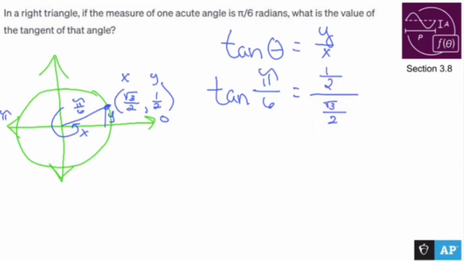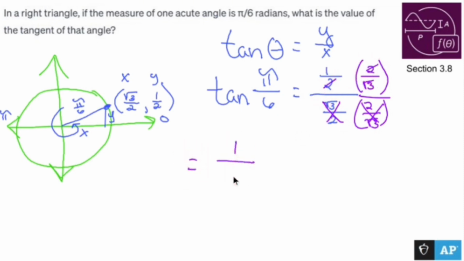Now, whenever you have a fraction divided by a fraction, multiply the top and the bottom by the reciprocal of the denominator fraction. So 2 over root 3 over 2 over root 3. That allows me to completely clear out the entire bottom. And it just so happens that these 2's cancel out as well. That leaves me with 1 over root 3.